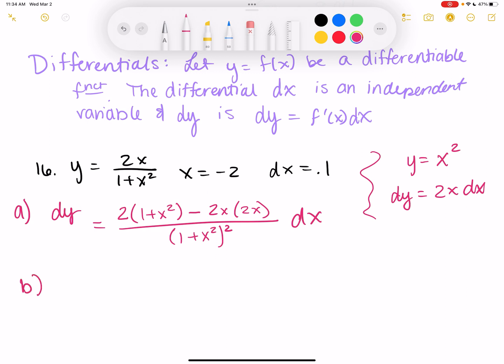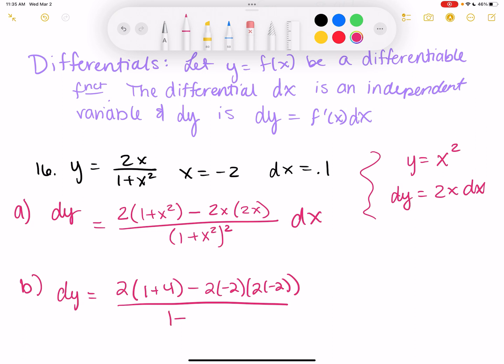So B, it would be dy is equal to 2 times (1 plus, I'm going to try to make this as simple as possible. So negative 2 squared is 4. So 1 plus 4) minus 2 times negative 2 times 2 times negative 2, all over (1 plus negative 2 squared, so that's 4), and all of that being squared, times dx, which is 0.1. Those are the values plugged in.